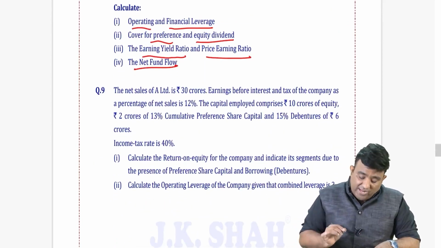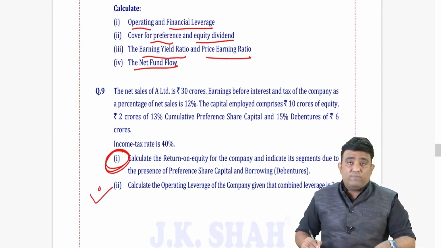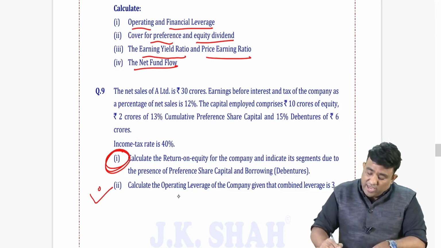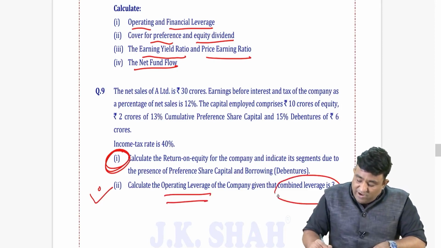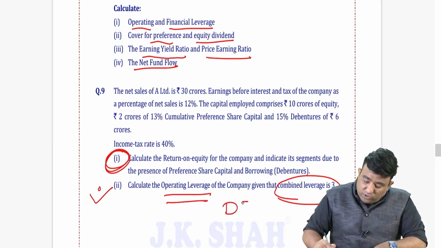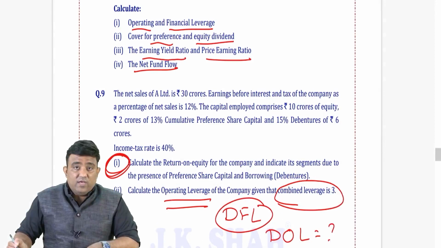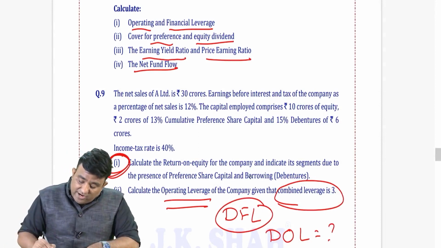Point number 9. Students, point 9 is unique as far as the first part is concerned. The second part is a cakewalk. Why a cakewalk? Because they've asked you to calculate operating leverage when combined leverage is 3. So combined leverage is given, operating leverage is missing. The first target for you is to calculate DFL, and applying that DFL, thereafter you can calculate DOL. Yes, no? Yes.